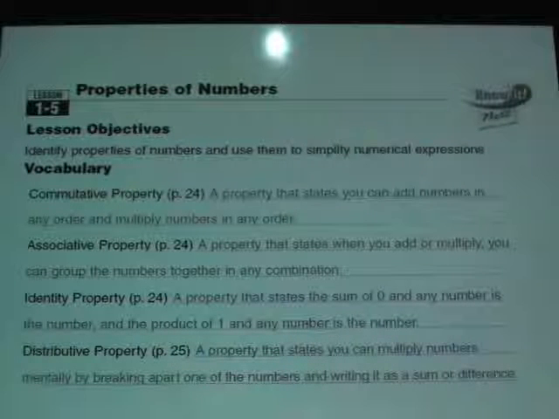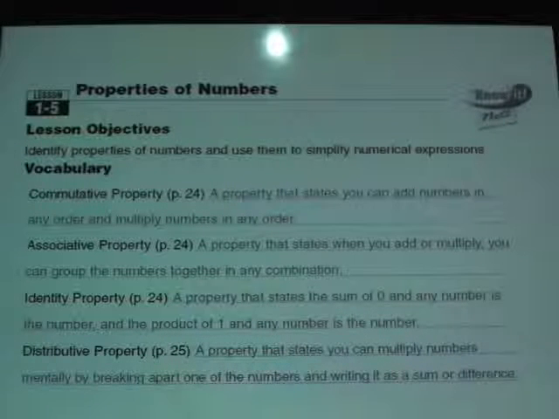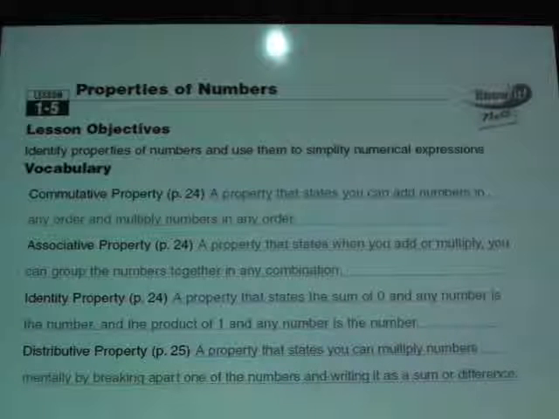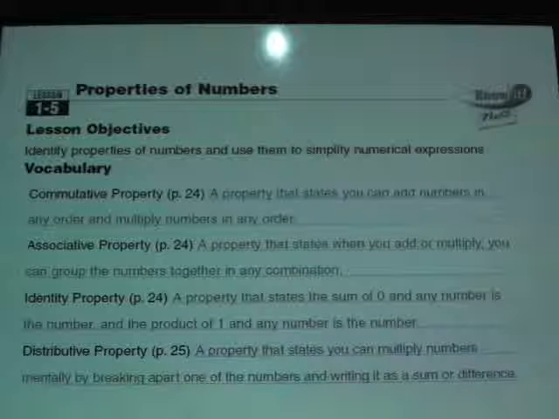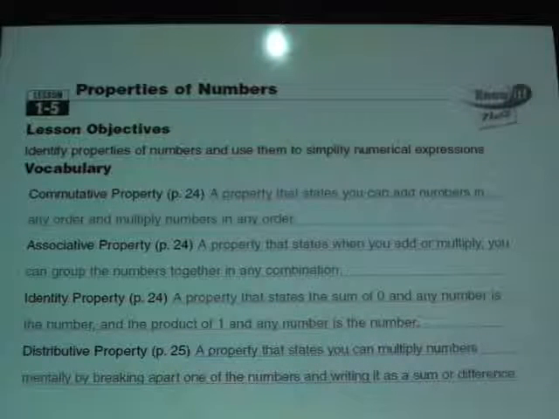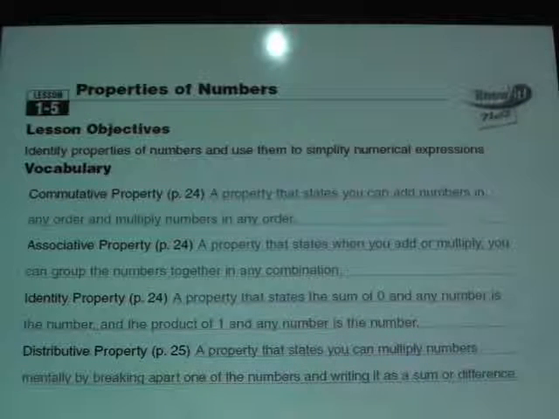Now, there's the associative property. That's a property that states that when you add or multiply, you can group the numbers together in any combination. So what they're talking about there is either A, moving parentheses around in a problem to put different things together, or to associate different numbers, hence the name associative property, or inserting parentheses into a problem, which would then associate those numbers as well. And of course, by inserting parentheses into a problem, you already know that that would invoke the order of operations, which would mean I would have to do it first because it's the first step.